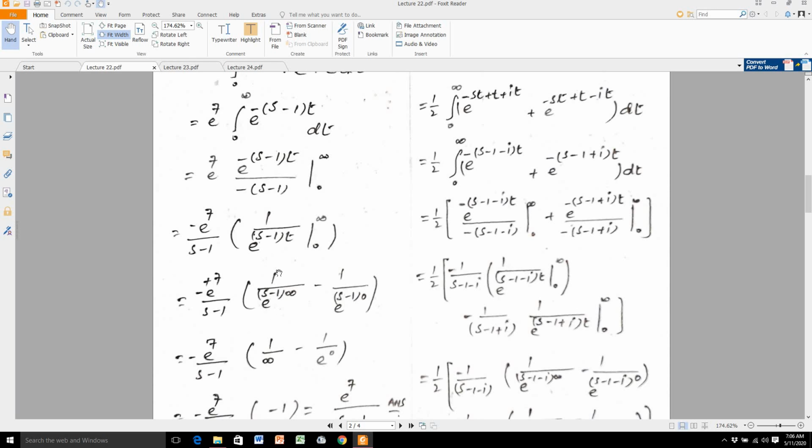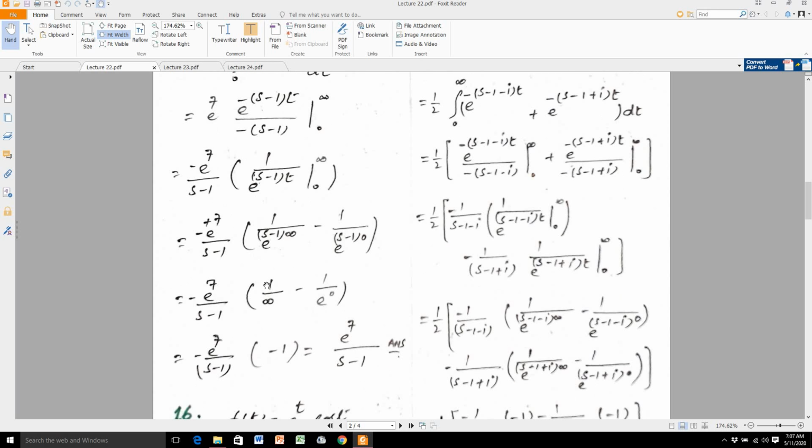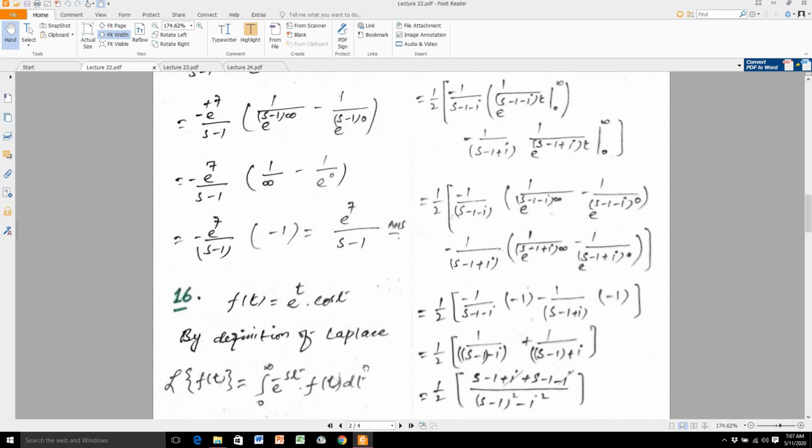So it is written as 1 over e raised to the power s minus 1 into infinity, then negative sign 1 over e raised to the power s minus 1 into 0. You know that e raised to the power infinity is equal to infinity, and 1 over infinity is equal to 0, and e raised to the power 0 is equal to 1. So minus 1 over 1 is equal to minus 1, and when we multiply this, we get e raised to the power 7 over s minus 1. This is our required answer.